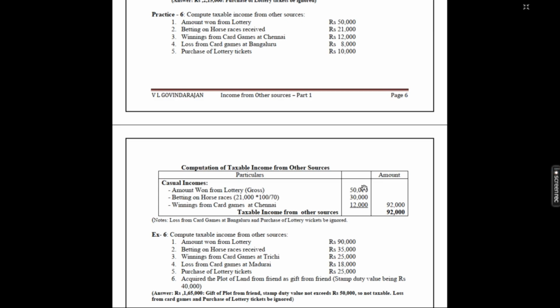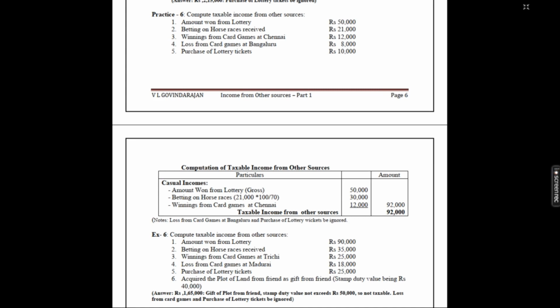Next, bettings on horse races. Received in hand, it is a net amount. So this 21,000 is equal to only 70%. We have to convert it into 100. So 30,000. Winnings from card games at Chennai, fully taxable. Any loss from casual incomes like card games will be ignored. Purchase of lottery tickets also will be ignored. The full taxable income from other sources will be 92,000 only. Note, loss from card games at Bangalore and purchase of lottery tickets will be ignored.